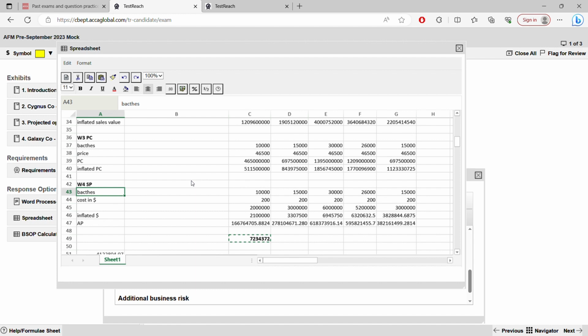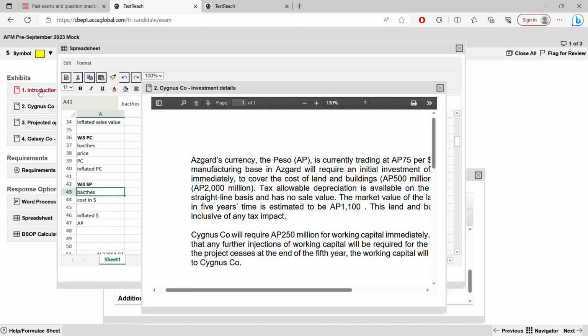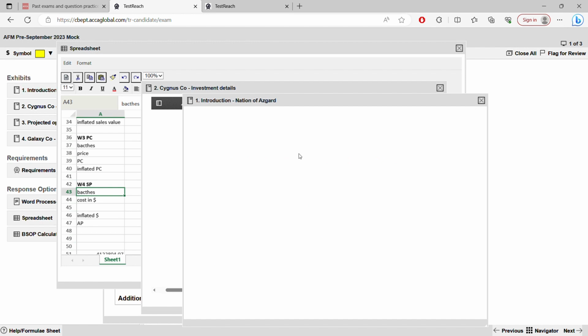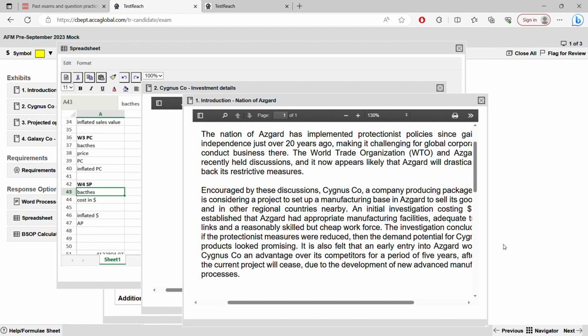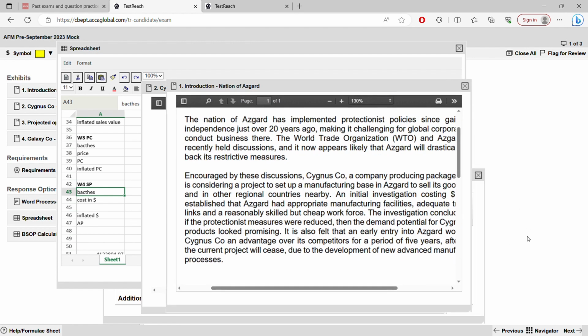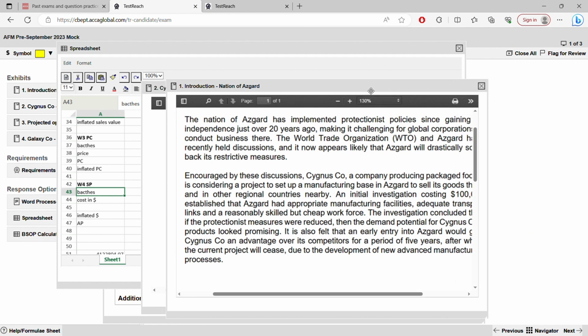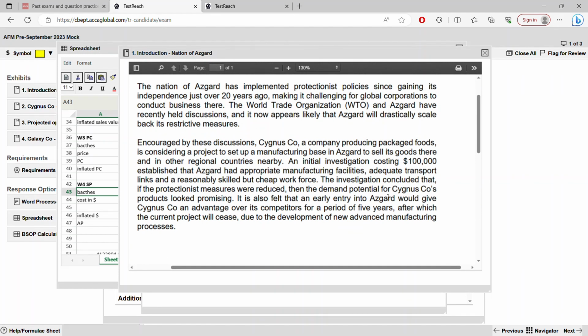Then somewhere I think in exhibit 1, they have mentioned about some, yes, it's exhibit 1. See, they have written something, initial investigation costing is 100,000, right? If you ignore this cost, you will get another 1 mark. You see, for ignoring this cost, why? Some of the students will put this cost also.